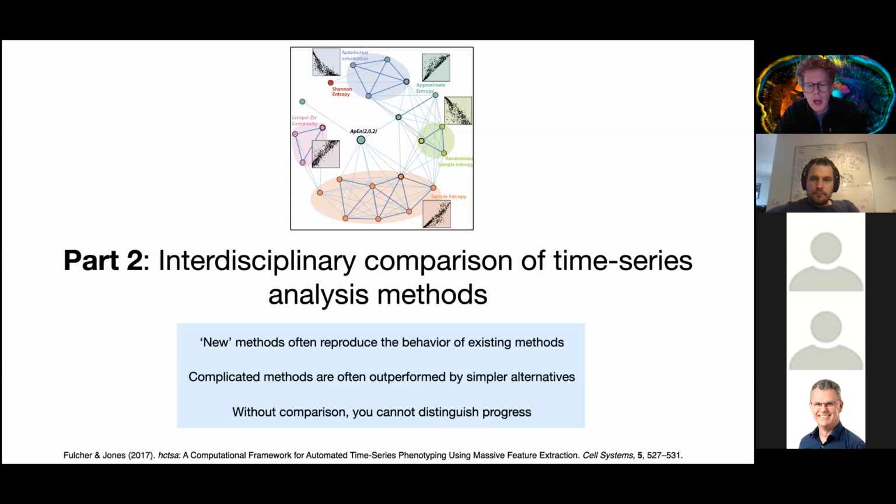So making this comparison, we can distinguish progress. It's not just lots of little hand-picked reports with a lack of comparison, but now we can actually say, yes, this is a new method. Yes, it is better on these types of data. We could only do that when you've been comprehensive and systematic in comparison.